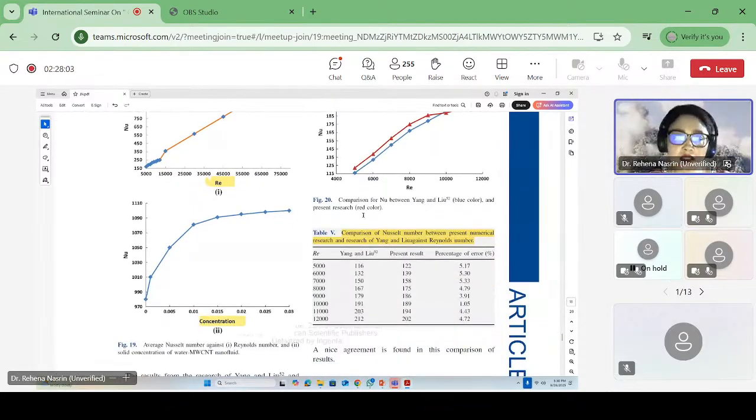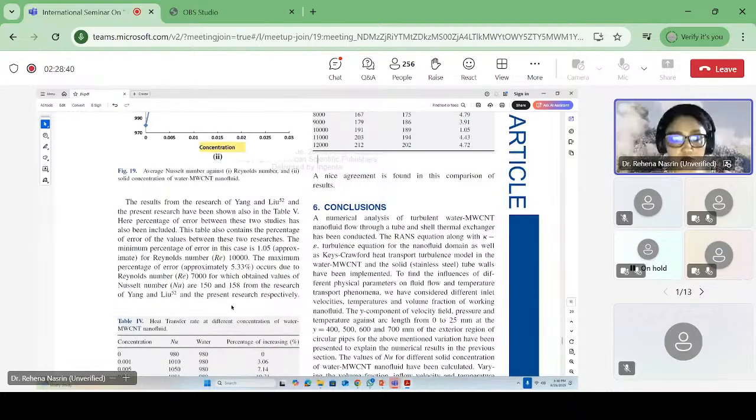So here we just compare our results with a few published results like Young and Liu, based on Reynolds number, and the percentage of error is also shown here. The lowest percentage of error is 1.05%, and the highest error percentage is 5.33%. So this is Young and Liu, and this is the present result. So this top part is also very important.